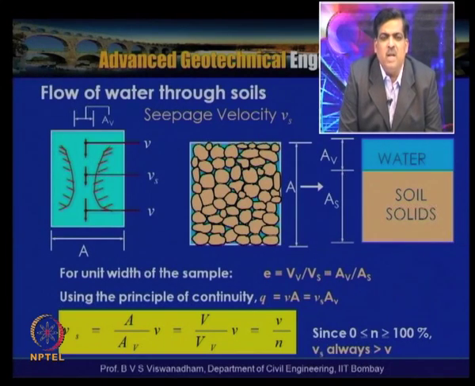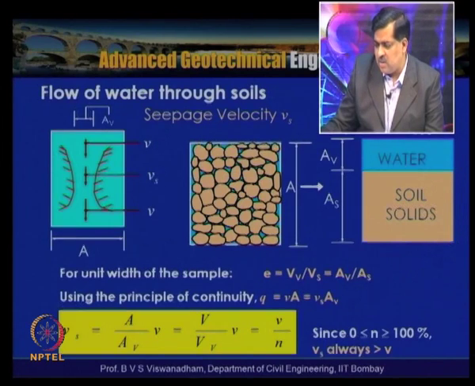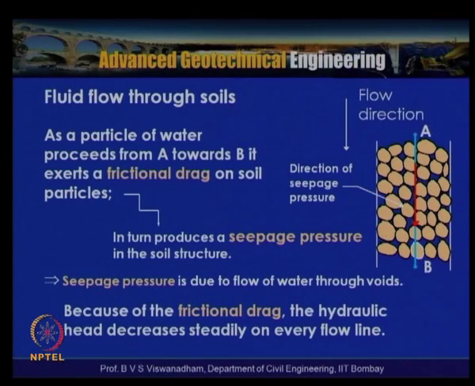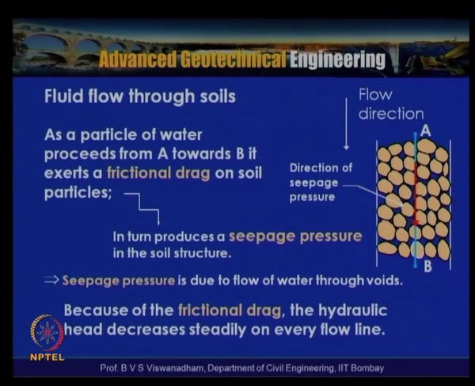As the porosity cannot be more than 100%, Vs is always greater than V. The seepage velocity is always greater than the discharge velocity. So as a particle of water proceeds from A to B, it exerts a frictional drag on the soil particles. That means that when the water is flowing from A to B, because of some head difference between A and B, the water flows from A to B, and this is called the direction of the seepage. As a particle of water proceeds from A to B, it exerts a frictional drag on the soil particles.